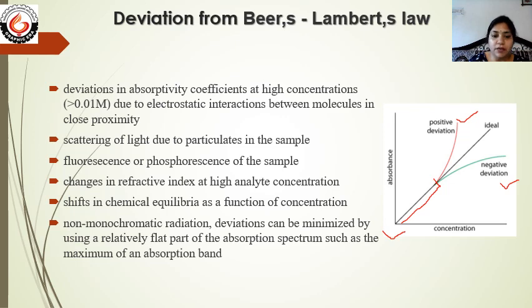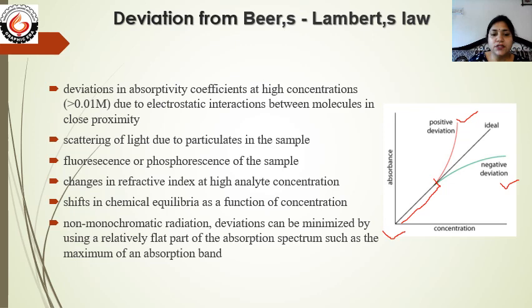Shift in chemical equilibria as a function of concentration. Chemical equilibria, that means like if some solution is there, like solution of acetic acid, so some acetic acid is in associated form and some acetic acid is in dissociated form, and there is an equilibrium between the associated and dissociated acetic acid. If the equilibrium shifts, then obviously the amount of associated and dissociated acetic acid may vary, due to which the solution slightly deviates from the Beer-Lambert's law.